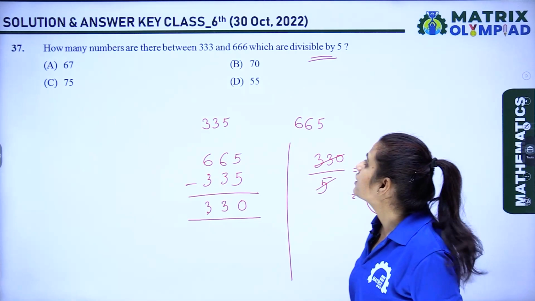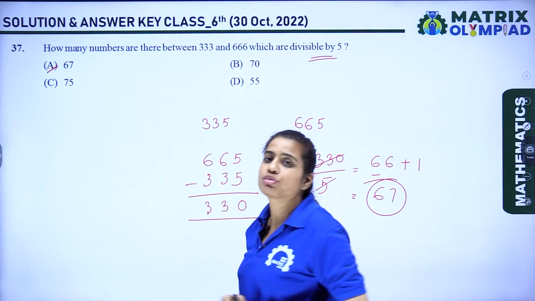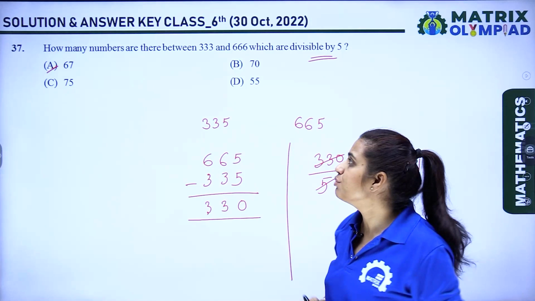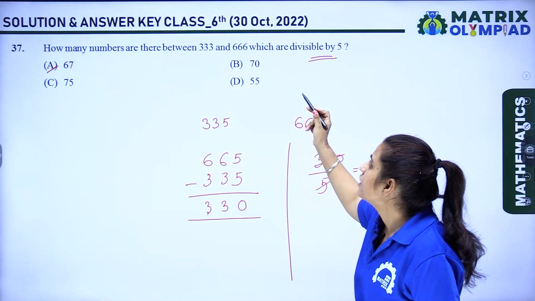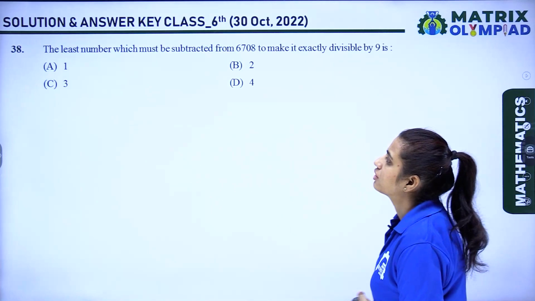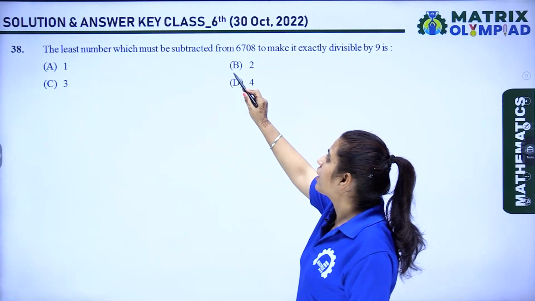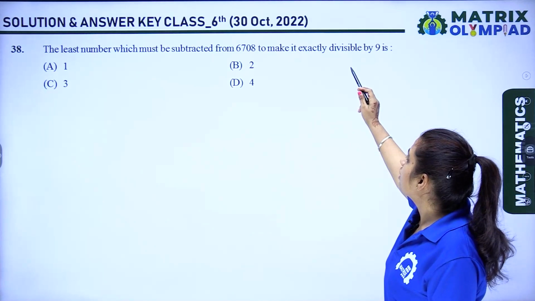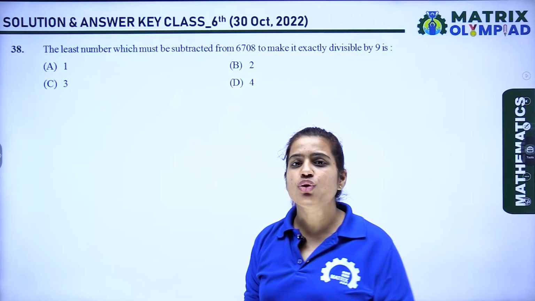Now here in the options, option A is the correct answer. Here a total of 67 numbers are there in between 333 and 666. There are 67 numbers which are divisible by 5. So option A is the correct answer. The next question is, the least number which must be subtracted from 6708 to make it exactly divisible by 9 is. So according to the divisibility rule of 9, we are going to add all the digits here.